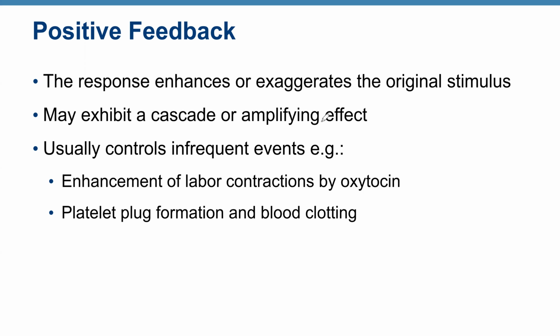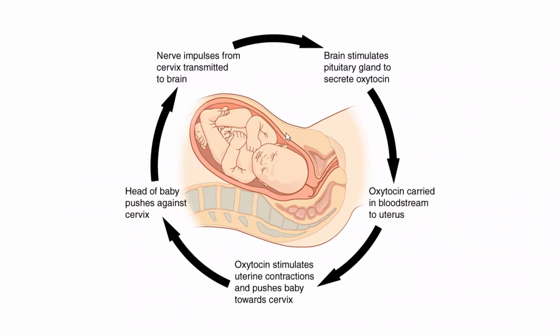Usually positive feedback controls infrequent events. For example, labor contraction by oxytocin or platelet plug formation and blood clotting. So I think I have an example over here. That's an example of positive feedback during labor contraction. When the baby is ready to be born, the baby is going to push on the cervix of the uterus. So here's the cervix. When the baby pushes, we have stretch receptors here.